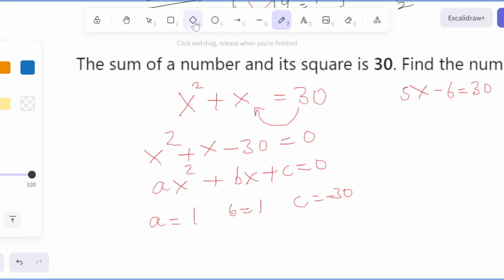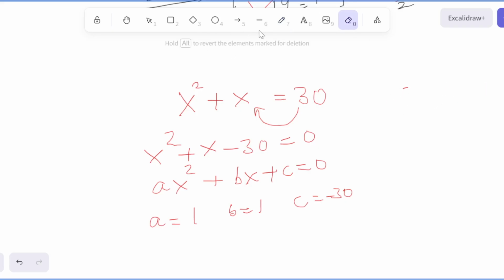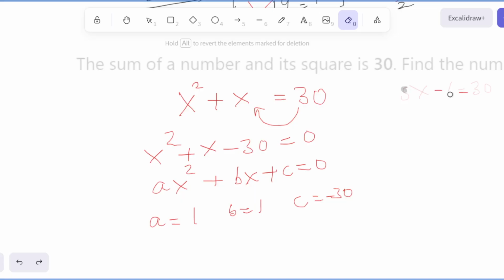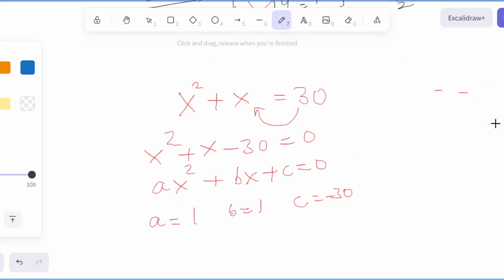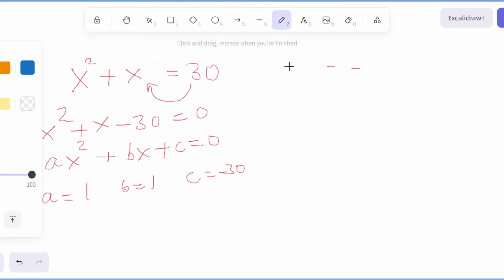Let me write this. Question only got dropped, one second. Okay, anyhow, we know the question. So let me take it to this side a little. So we have compared already with the standard quadratic equation, and we have found out the values of a, b, and c. Now we are inputting into the quadratic formula.